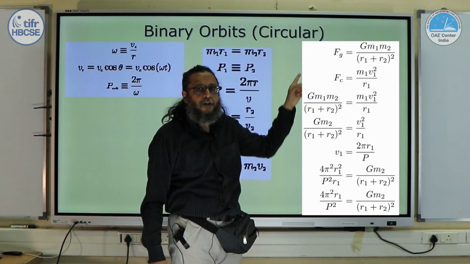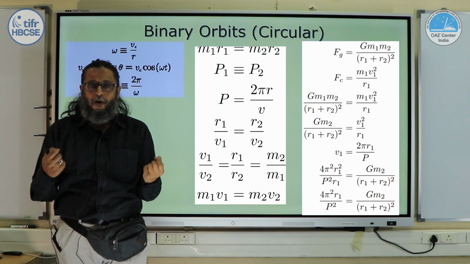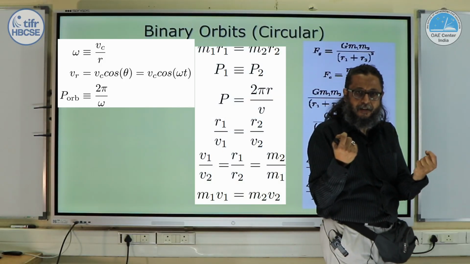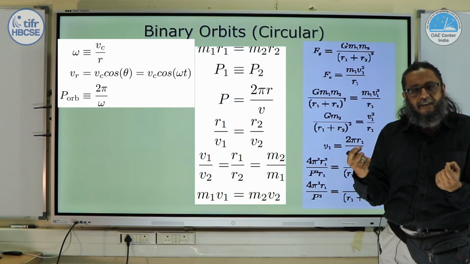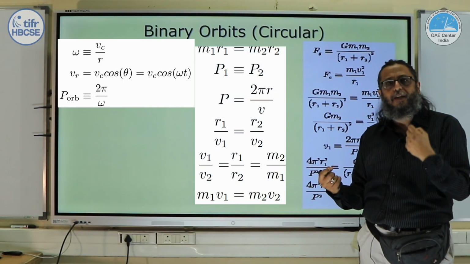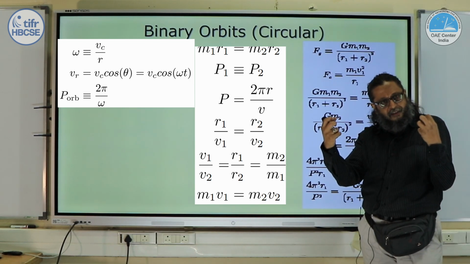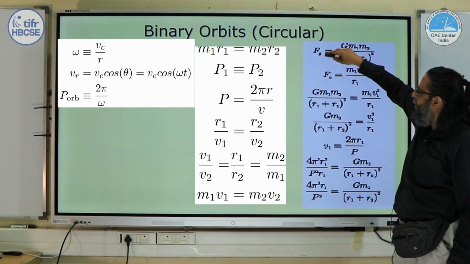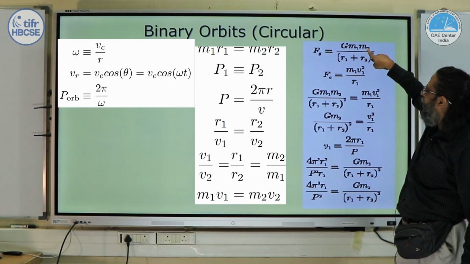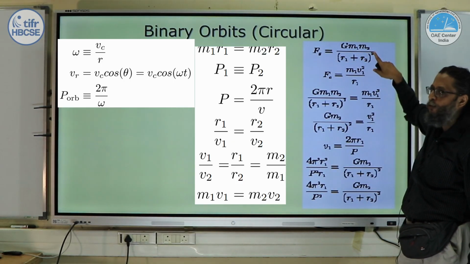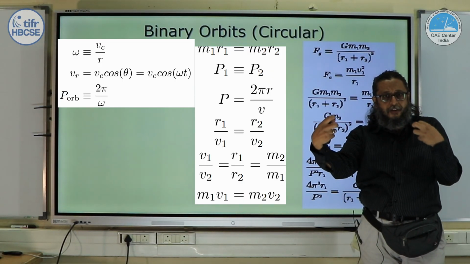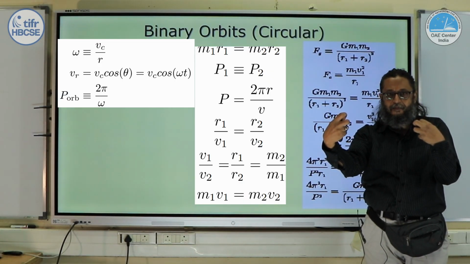Now we introduce Newton's laws of motion, because the two bodies which are gravitationally bound to each other are exerting gravitational force on each other. So now it is a balanced system, it is a bound system. So the force of gravity is G m1 m2 upon (r1 plus r2) whole squared. And because it is a balanced system, the forces acting on them are exactly the same, that is, the gravitational force is the same.